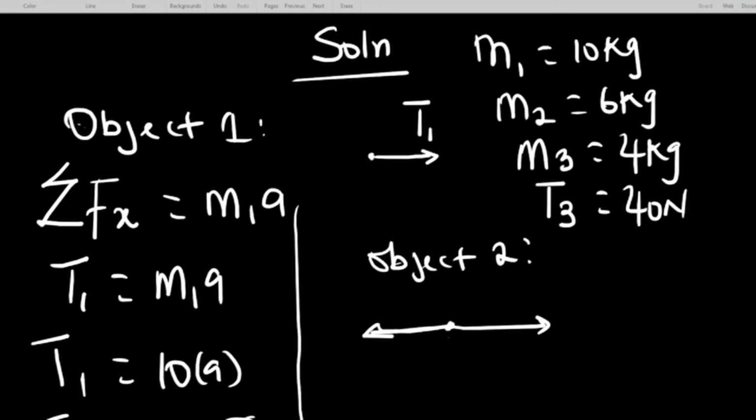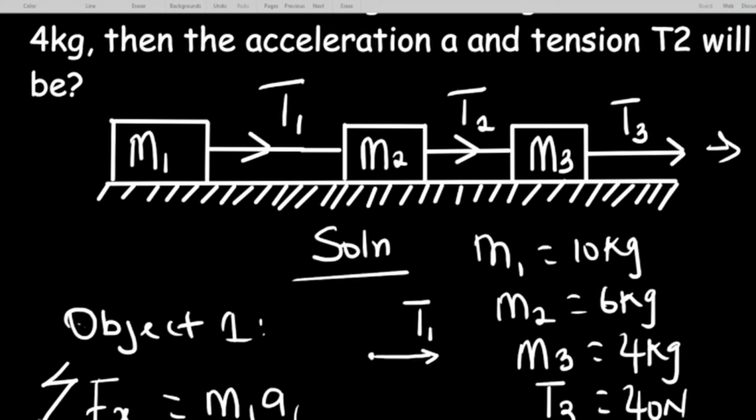Okay, so this is our M2, and M2 has two forces. This one here is T2, and this one here is negative T1. You can see right here. So this is M2, and between M2 we have T2 and T1. Since M2 is moving towards the right, T2 is positive, but it's not moving towards the left, so T1 is going to be negative. Okay, so make sure you understand this.